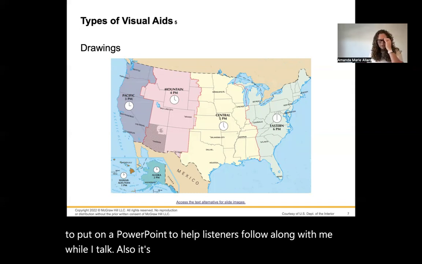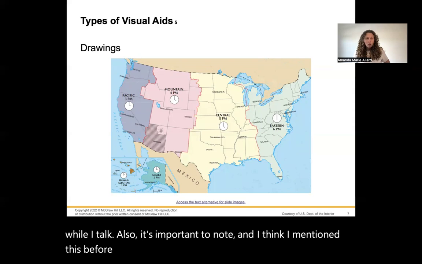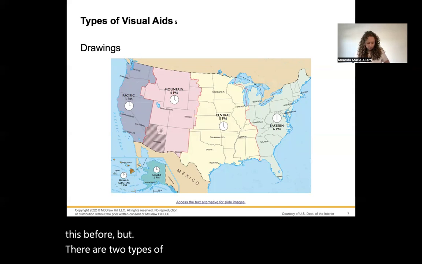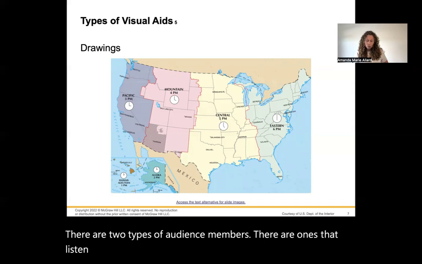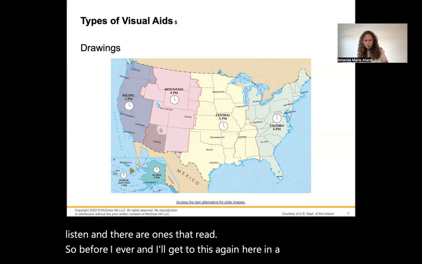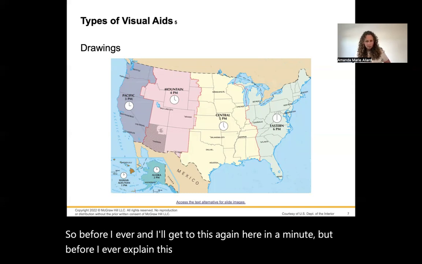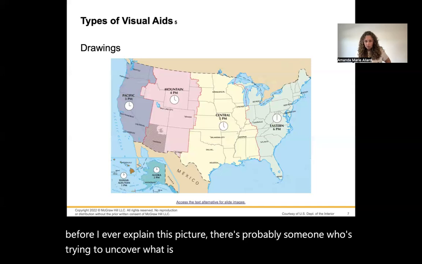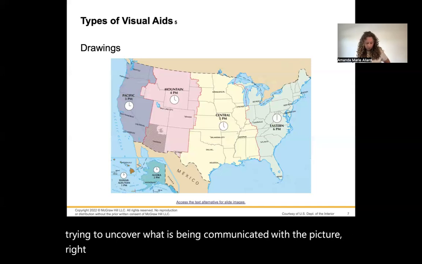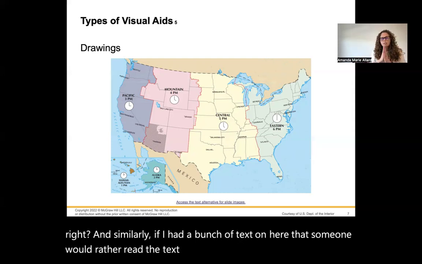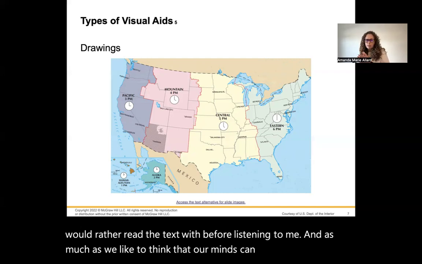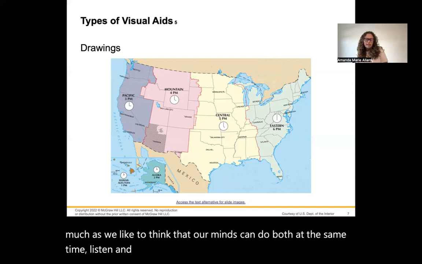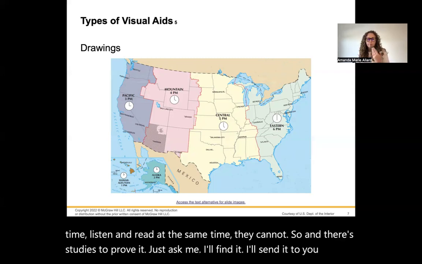Also, it's important to note, and I think I've mentioned this before, that there are 2 types of audience members. There are ones that listen and there are ones that read. So before I ever explain this picture, there's probably someone who's trying to uncover what is being communicated with the picture, right? And similarly, if I had a bunch of text on here, that someone would rather read the text before listening to me. And as much as we like to think that our minds can do both at the same time, listen and read at the same time, they cannot. There are studies to prove it. Just ask me, I'll send it to you. But essentially, you can't do both.